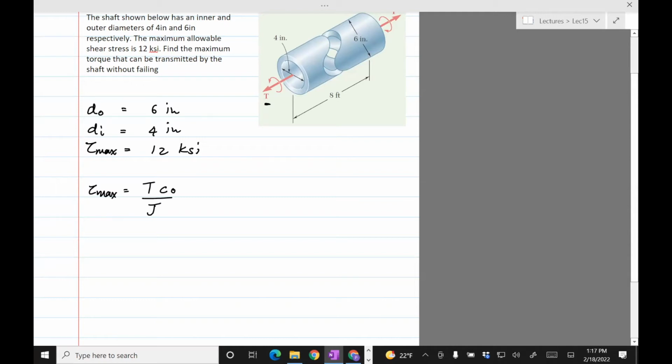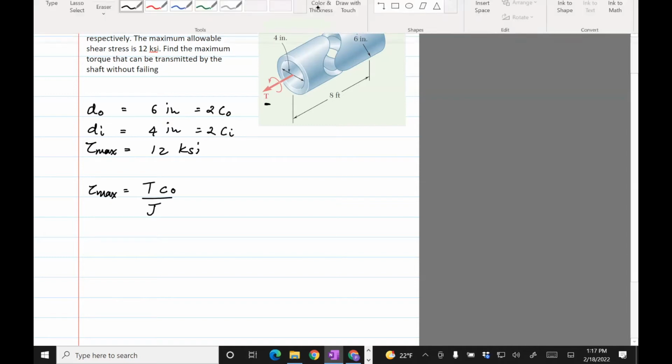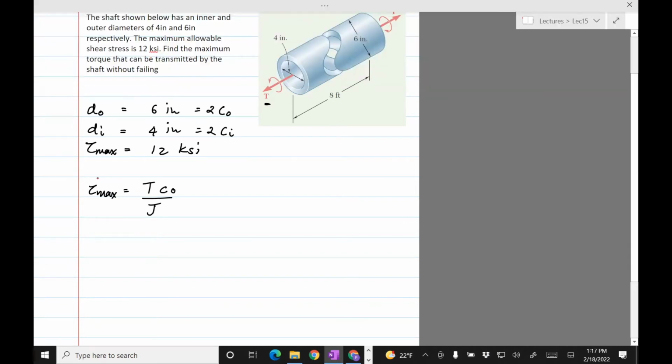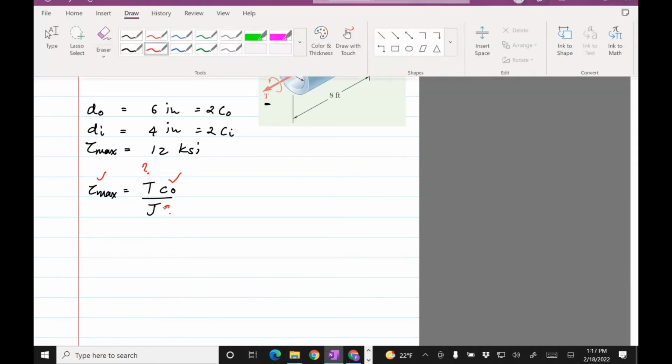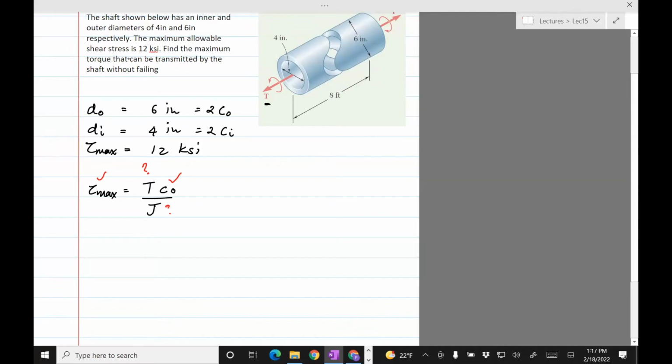Now, maybe I should write this here. D0 is the diameter. So that should be twice the radius and twice the inner radius. Okay, so tau max is known. Torque is unknown. C0 is known, it's 3. We need to compute J. Okay, so for J, we go to that appendix, which I showed you, A18, pluck out the value for J for a hollow cylinder.